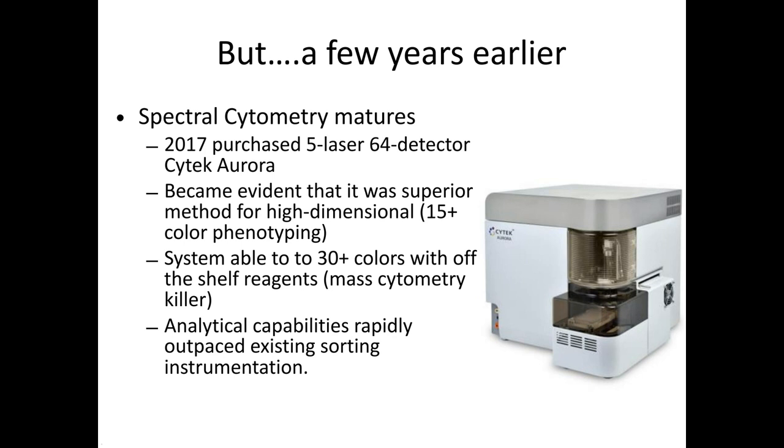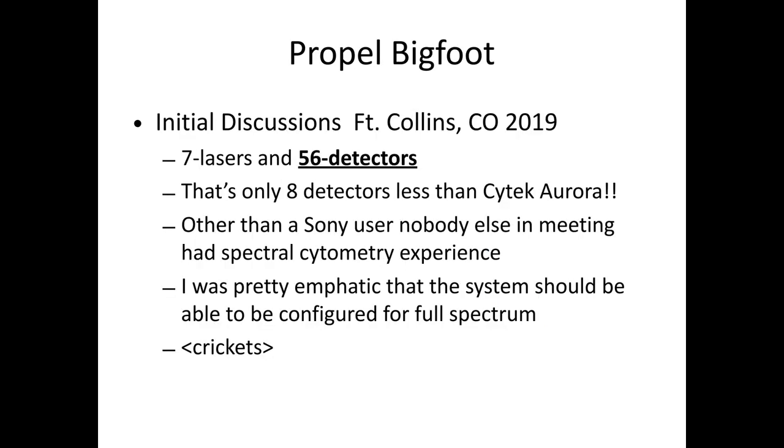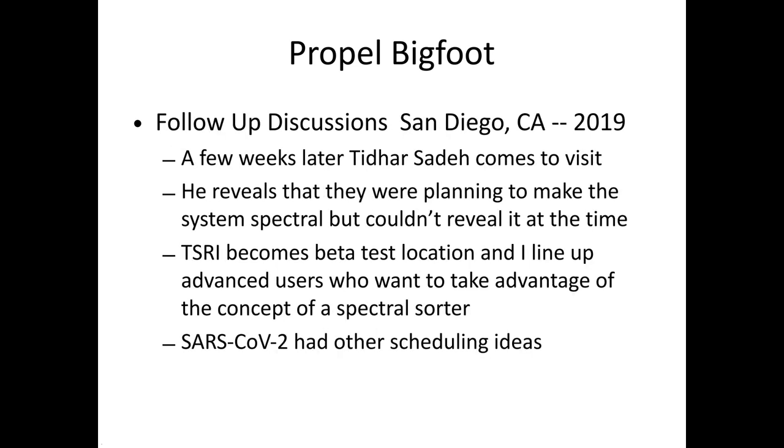Okay, so now that I have this in place, let's go back to when I was first looking at the discussion in Fort Collins. When I saw 56 detectors, I'm like, oh man, that's only 8 less than the Aurora analyzer. And sitting in that group of people at that Propel meeting, there's only one other person with any experience in spectral sitting in that meeting, and they had a Sony one. And I'm just jumping up and down in my chair. I'm like, why is this system not spectral? Come on, come on, come on. This should be considered for spectral. And it was just crickets. They were kind of giving me this weird look. And I'm just like, okay, whatever. So I guess for whatever reasons, at the time, they couldn't tell me they wanted to do spectral.